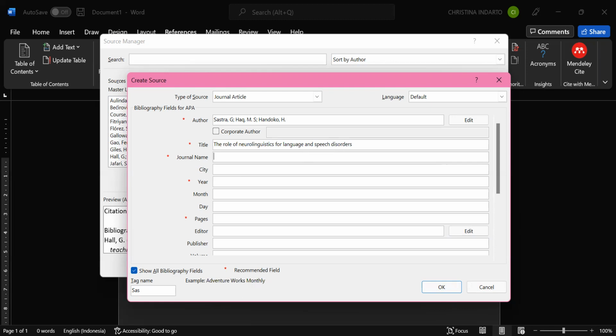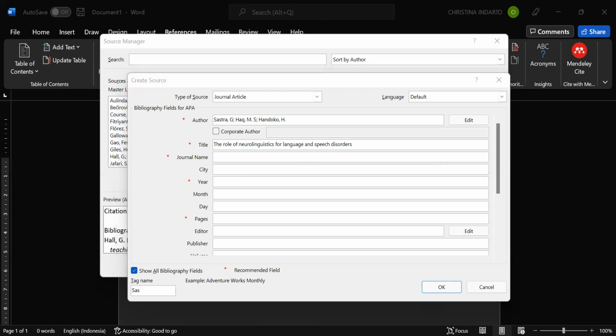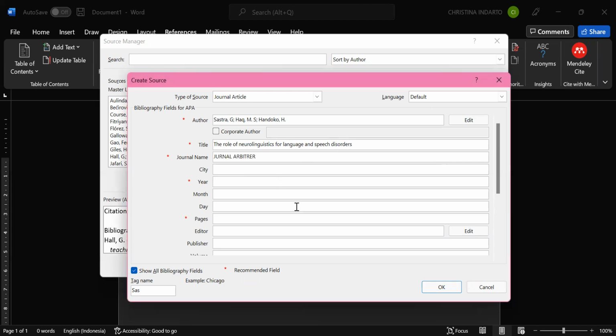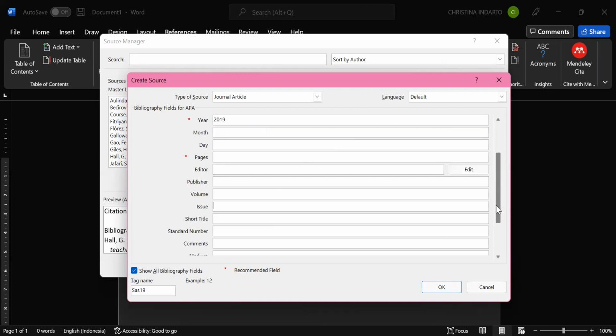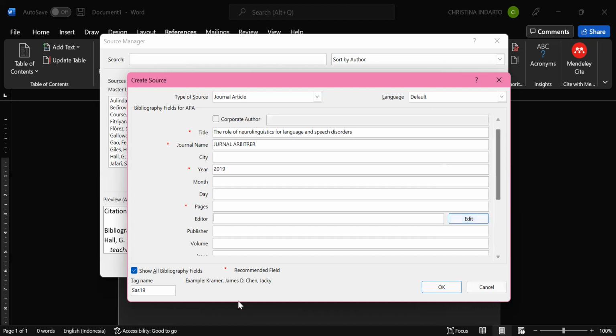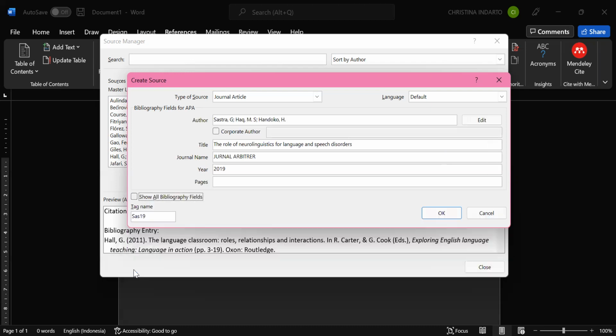Then the journal name is Journal Arbiter. What is that? Oh, it's from Malaysia. Okay. And you don't have to write the city. 2019. The pages. Well, honestly, I don't think I need to. The pages. Wait a minute, let me see.